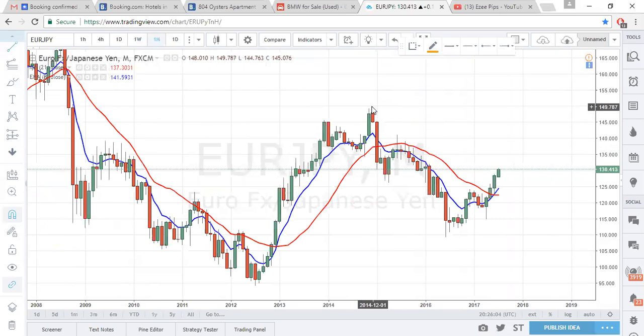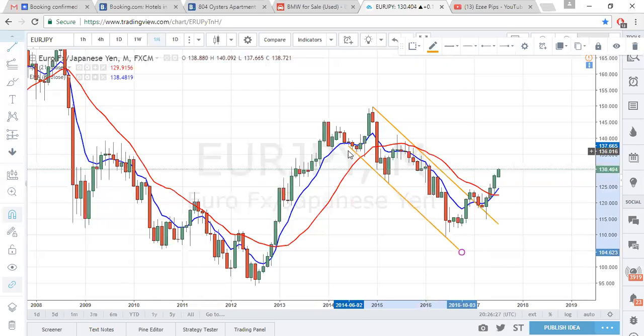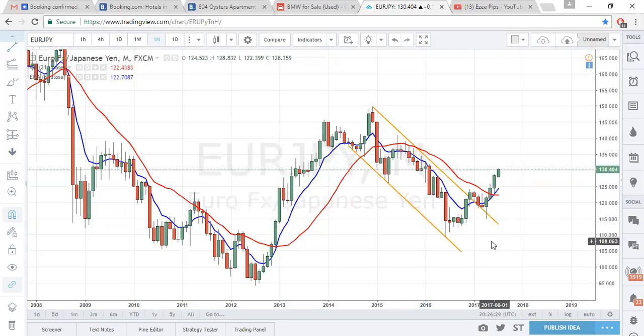Now, I draw from the highest. I make sure the wicks are touching. The wicks are basically the shadow of the candle. I make sure the wicks are touching. So let me just put this here. Okay. So I can see the price was going up, down, up, it shot all the way down, then went up.